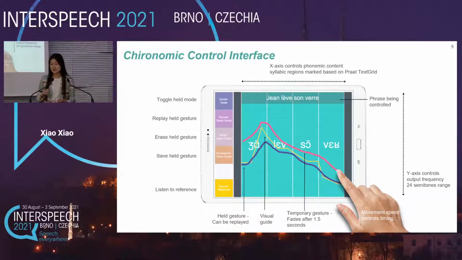And here, the trace turns into dark purple and it stays, so that afterwards you can press the second button to re-listen to it and maybe compare it to the reference to see how you did. And then the two other buttons are to erase the gesture, to try again, and to save the gesture.